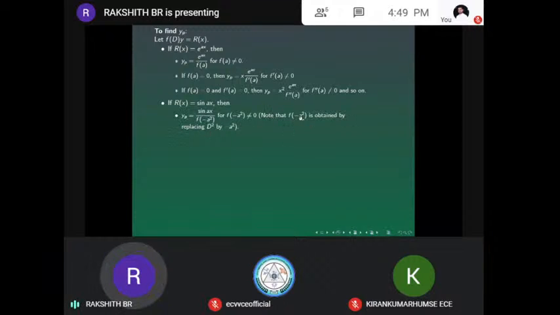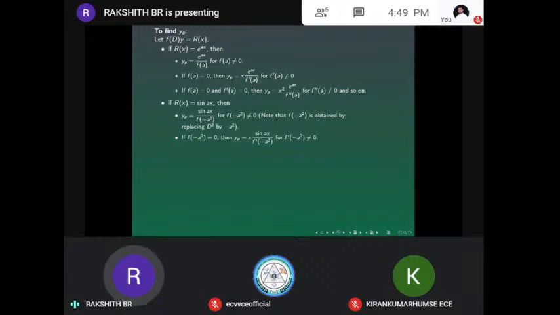So what is meant by f of minus a square? If R of x is of the form of sin ax, then Yp is given by sin ax by f of minus a square for f of minus a square not equal to 0, where f of minus a square is obtained by just replacing D square by minus a square, not D. This is the caution. Okay.